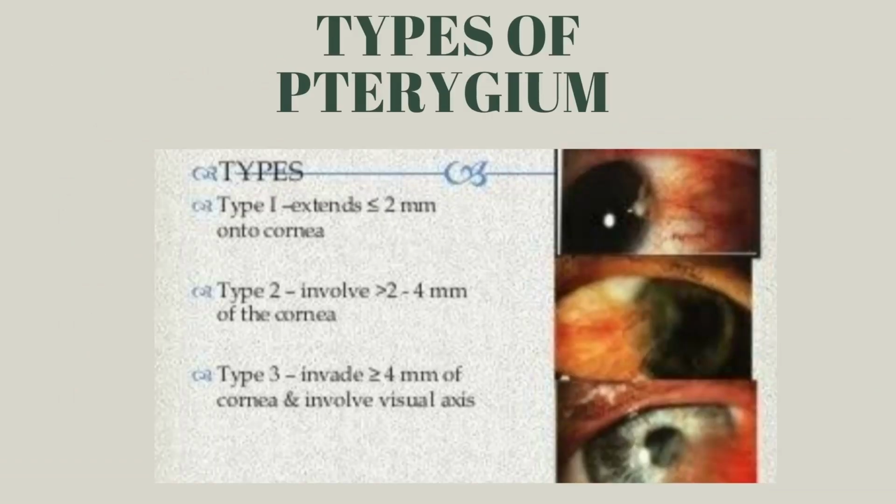Then you have the Stalker's line. This is the deposition of iron pigments. But this is the types of pterygium. This is based on extent, meaning how much it is covering. Type 1 extends less than or equal to 2 mm on the cornea. Type 2 extends 2 to 4 mm on the cornea, and type 3 is more than 4 mm of cornea and also involves the visual axis.